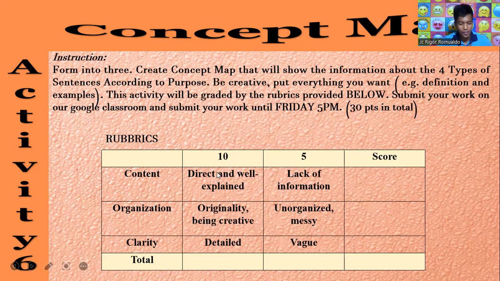And for clarity, we have 10 points if your work is totally detailed, and you will get 5 points if it is vague. Submit your work in our Google Classroom until Friday, 5 p.m. Are we clear with the submission of your work, class? Very good. By the way, this concept map is equivalent to 30 points. Remember that this is 30 points. Are we clear with the instruction of the concept map? Good luck, class.